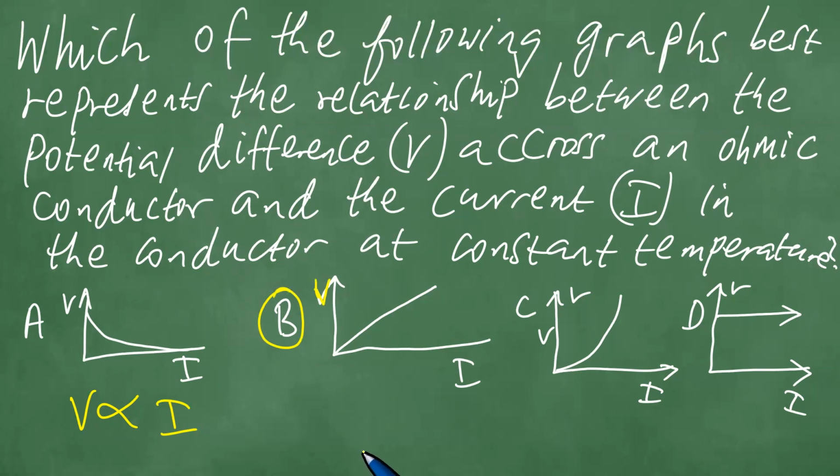Okay, so just look at that one. Because V is directly proportional to I, it means that V and I are directly proportional, and therefore you'll have this linear relationship like that. This is as a consequence of Ohm's law.